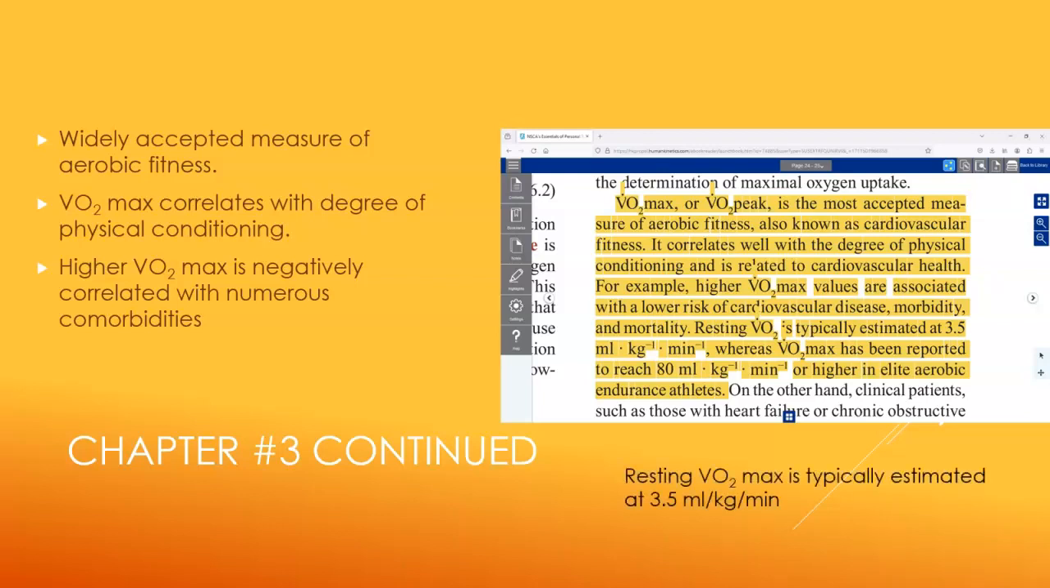And we also know that resting VO2 is typically estimated at about 3.5 milliliters per kilogram per minute of consumption. And man, if that's a slide that doesn't have a couple quiz questions on it, I don't know what does.